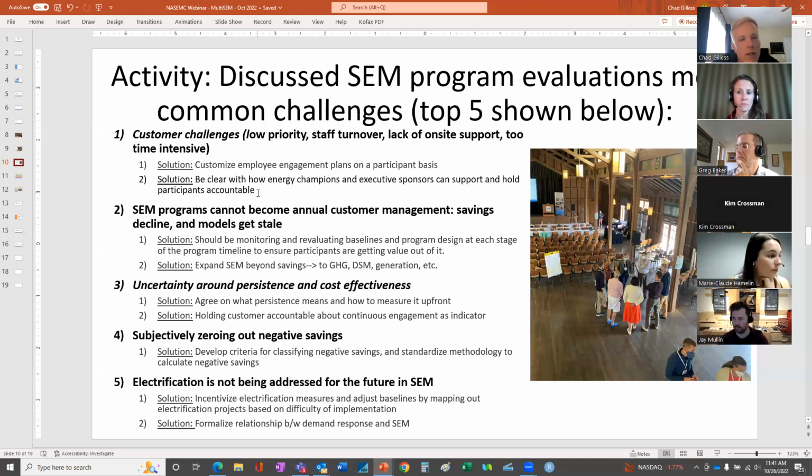You see some other ones here as well. The question, for example, around uncertainty around what persistence is and cost effectiveness. And there's a number of different ways to do that. Not only from an M&V standpoint, like a savings counting standpoint, but also a transformation question, I wouldn't say a religious question, but a philosophical question maybe is a better way to describe it. So there's some questions around that, and again, some inconsistencies across programs.